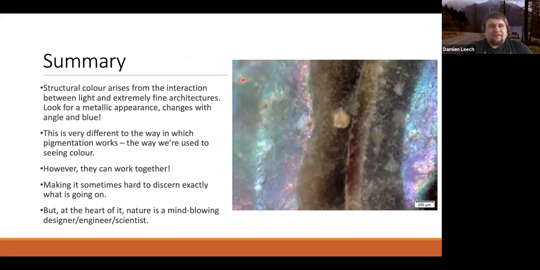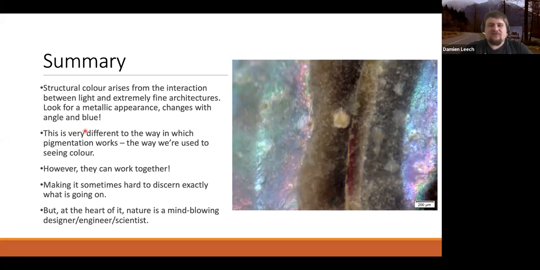So yeah, in summary, what I wanted to say was that structural color is a really fascinating thing. It arises from the interaction between light and extremely small structures, nanoscale and microscale structures. You can find them by looking for things that have a really metallic appearance. The color will change with angle, depending on how you're looking at it. And again, blue is not a universal indicator, but a really good indication that possibly there's something going on there. So a really striking sharp blue is usually an indication of some structural color happening.